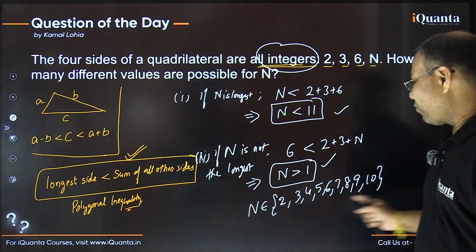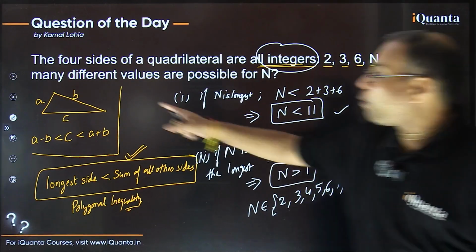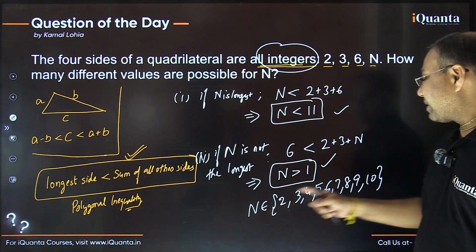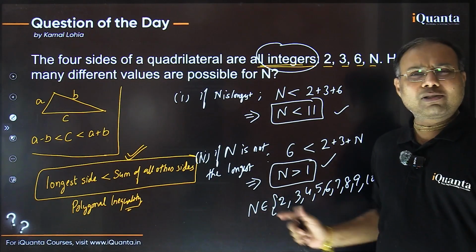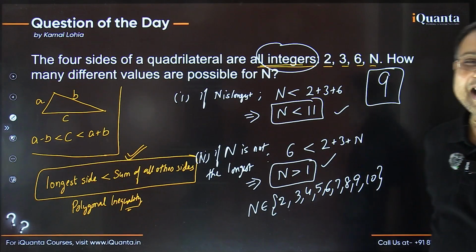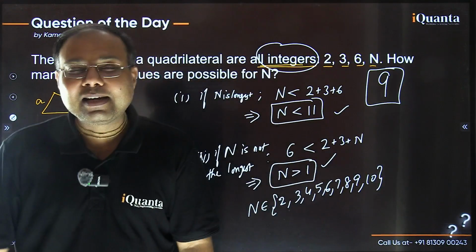Right? So the question was just asking how many different values are possible for n. So clearly from 1 to 10 there are 10 values, and since we excluded 1, there are 9 values possible. So the answer to this question is simply 9 values. Fine. I hope it is very clear. Thank you very much.